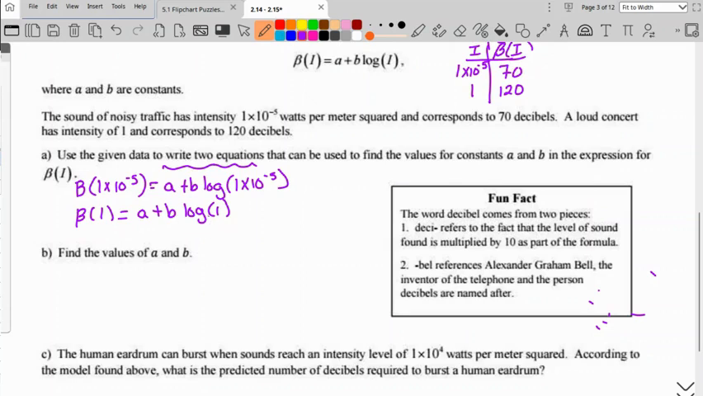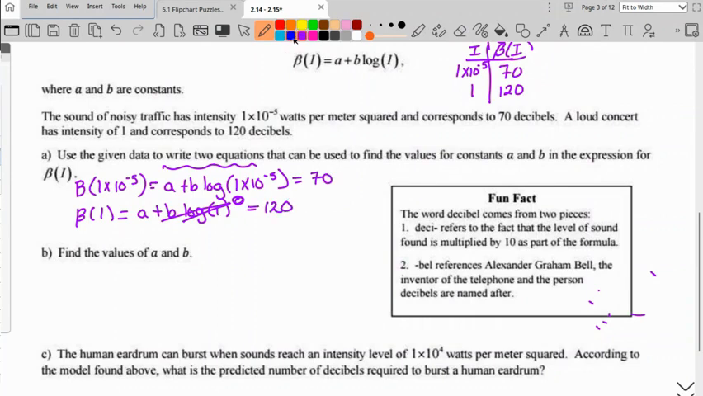So 10 to what power gives you 1? 10 to the 0 power. Anything to the 0 power is 1. So that goes to 0, and anything times 0 is 0. So that whole term goes to 0. Oh, and I should have finished my equations here. This is equal to 70 on the first one, and this is equal to 120.